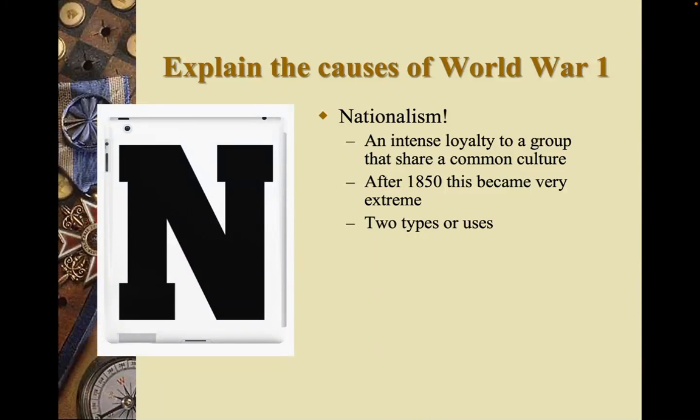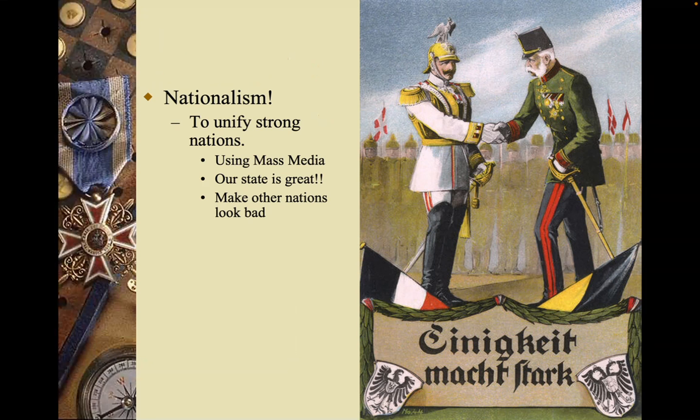Nationalism is defined as an intense loyalty to a group that shares a common culture. And after 1815, this became very extreme. Now remember, this grows out of the Enlightenment. The Enlightenment said, and empiricism said, that it would make obviously logical sense for people of a similar background, culture, religion, language to rule themselves and to be independent of outside powers. So after 1850, this nationalism, which is going to become very extreme, develops into two main types.